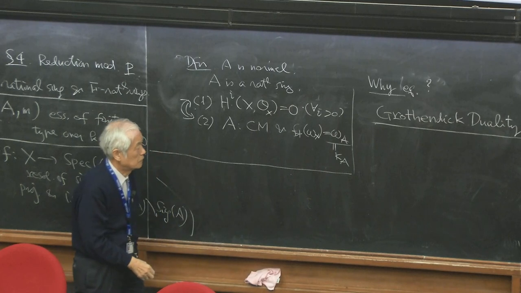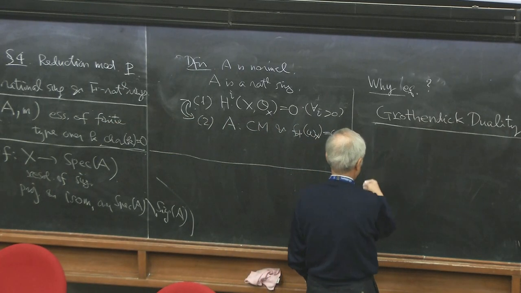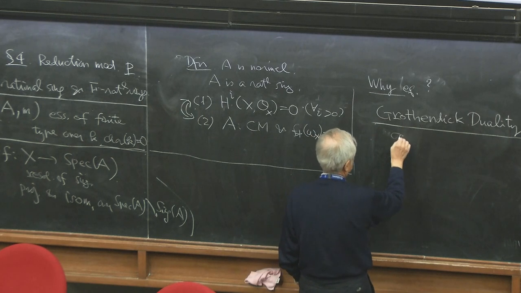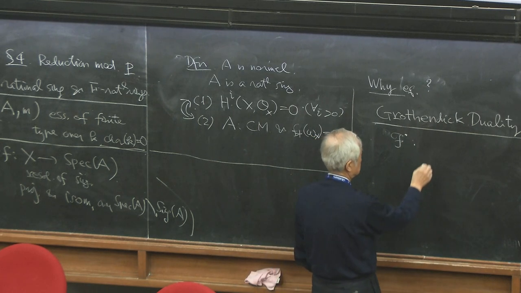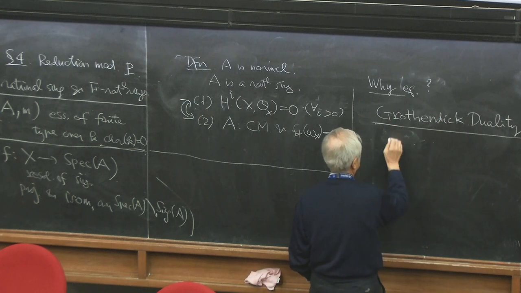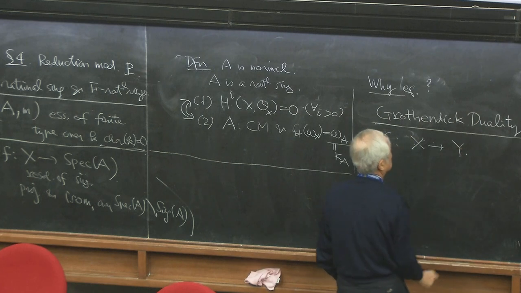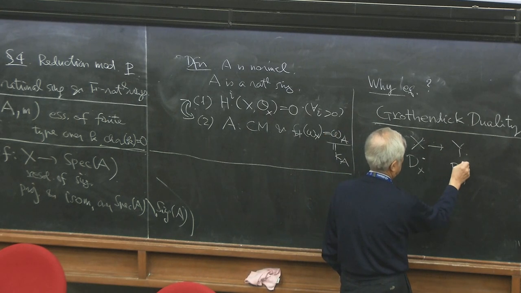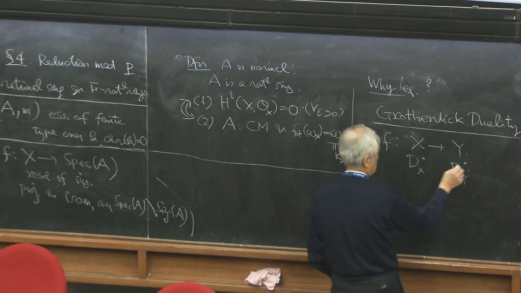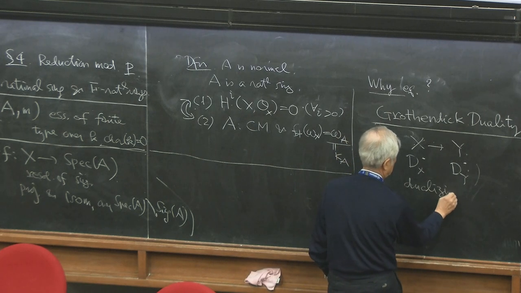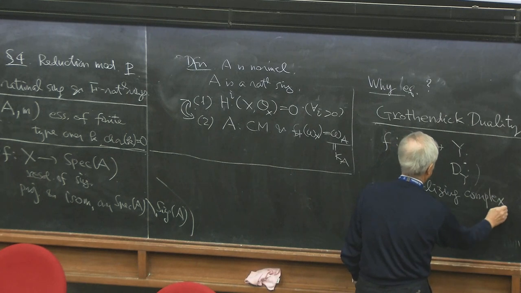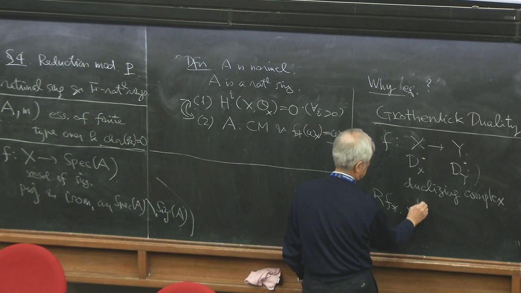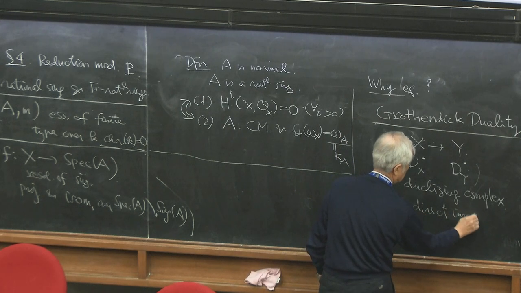So Grothendieck duality for f is: take some complex on X. So this is for projective morphism X and Y. And so these are dualizing complexes. And so R f_* means the direct image, as a complex.